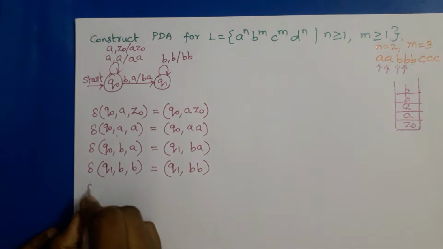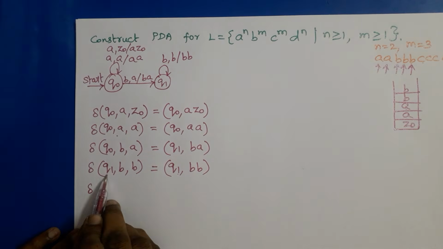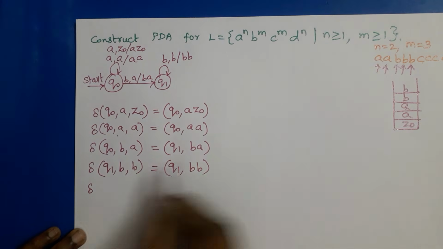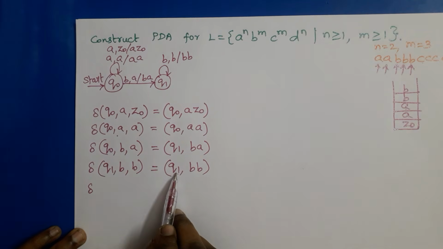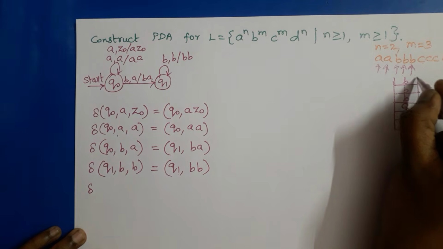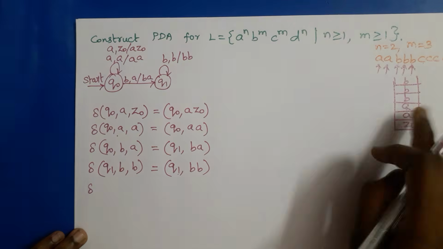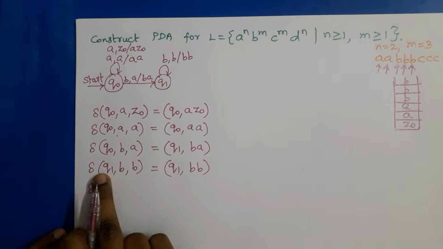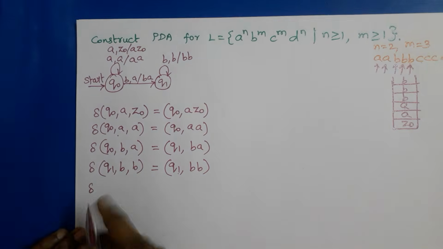Then the next input is B, right? We are in state Q1, next input is B, top of the stack is also B. So the state remains in the same state Q1 and B is pushed onto the stack. So this is repeatedly done for pushing all B's onto the stack. That we have already listed here and indicated in the diagram also.